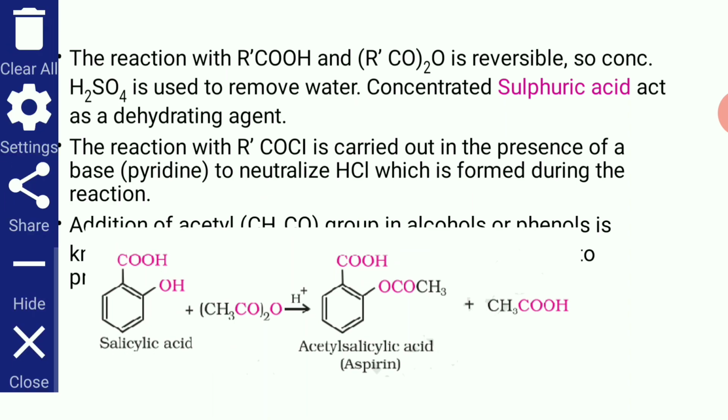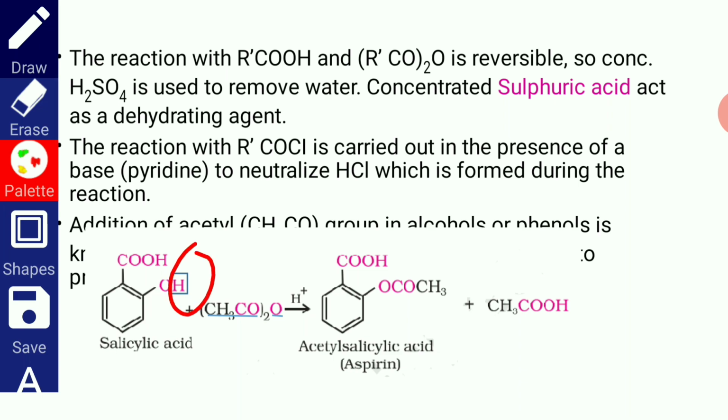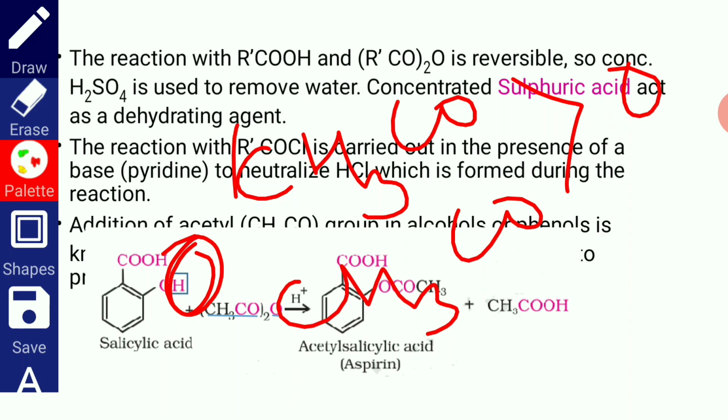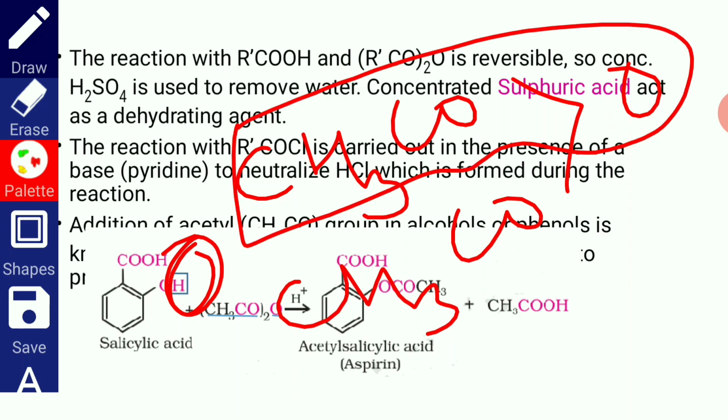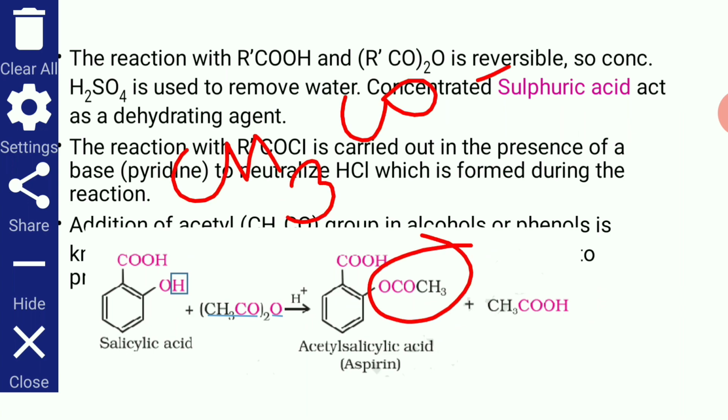So the hydroxyl group of salicylic acid will lose its hydrogen, and the acetic anhydride will lose CH3CO. When the hydrogen of alcohol and CH3CO and O combine, they will form acetic acid, and the remaining part will get added here. The remaining part will be CH3CO, that is the acetyl group. So hydrogen will be replaced by a CH3CO group. So this reaction is the acetylation reaction.